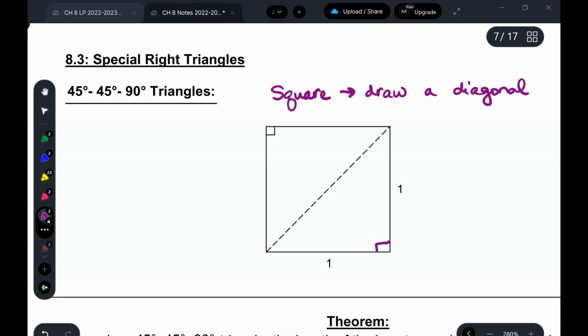Both of these are called special right triangles because they have a 90-degree angle, and they also have two 45-degree angles. They both have two 45-degree angles because the sides are congruent, so the base angles have to be congruent. So if each side is one unit, it's just an isosceles right triangle.